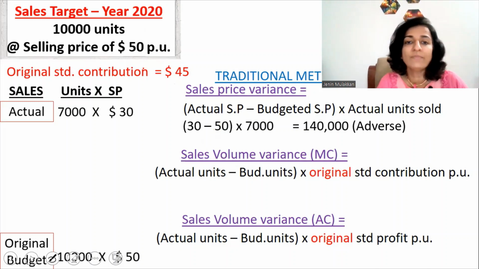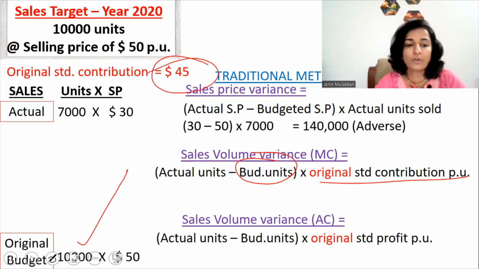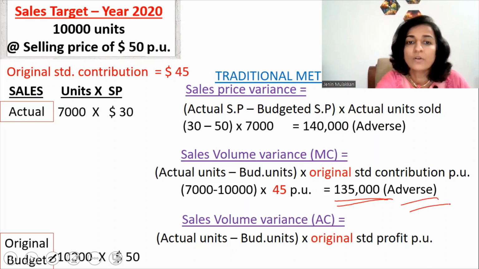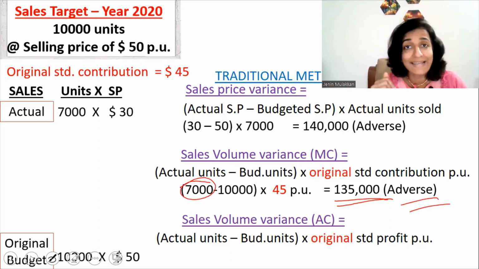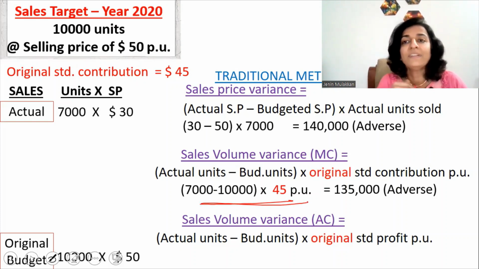So what is the sales volume variance? The sales volume variance is actual units, which is 7,000, minus budgeted units, which is 10,000, into original standard contribution, that is $45. So substituting those figures in the formula, we get the variance as $135,000, and it is adverse because the actual units sold is less than the budgeted units. We were not able to achieve the target. Or you could also say that when you calculate, if the answer is negative, it is an adverse variance.